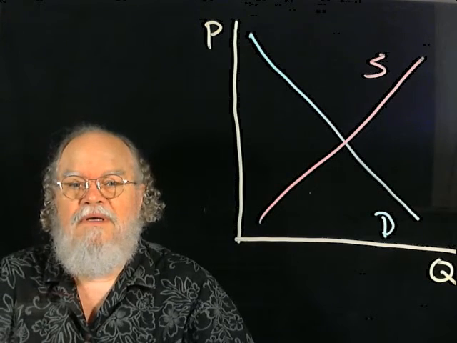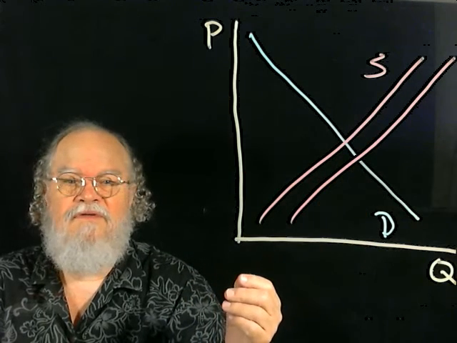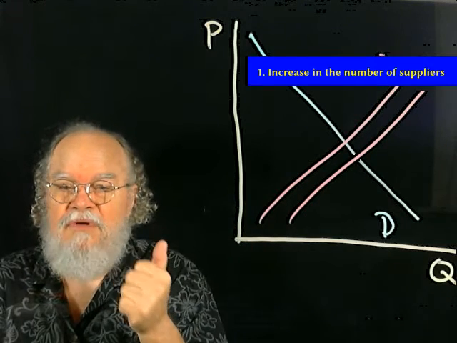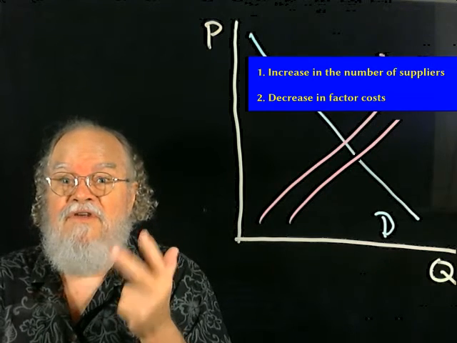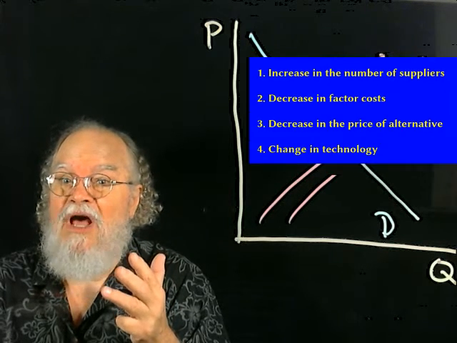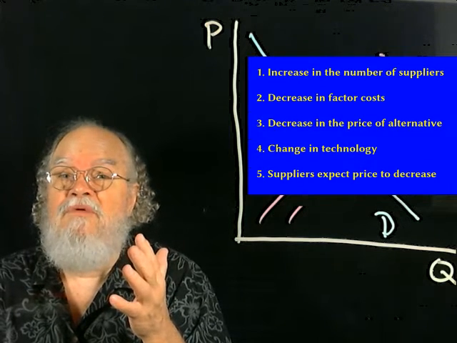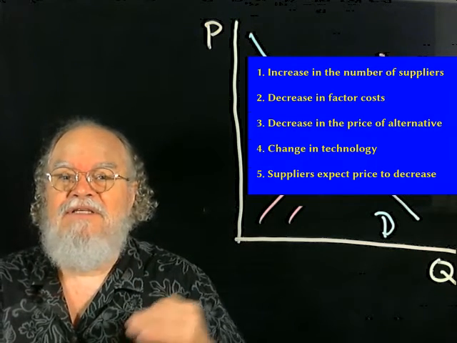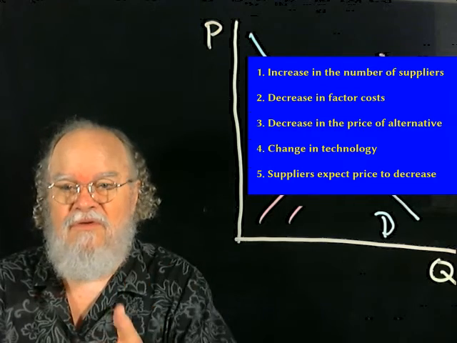On the supply side, the supply curve for a good or service shifts to the right. That is, there is an increase in supply at all prices when there's an increase in the number of suppliers, there's a decrease in the cost of the factors of production, there's a decrease in the price of an alternative use of factors of production, there's a change in technology that reduces production cost, or when suppliers expect that the price will decrease in the future. We call that expectations. Now note, when I say cost, this is money paid by the supplier, and when I say price, that's money that's paid to the supplier.